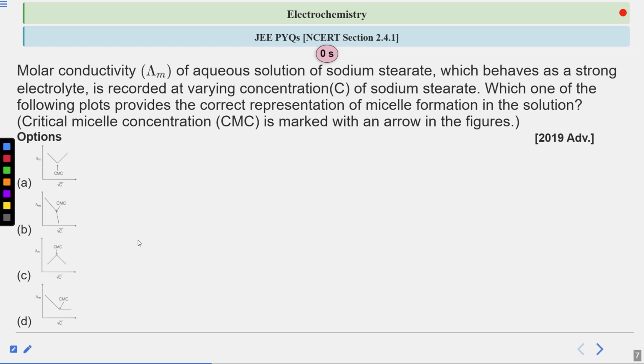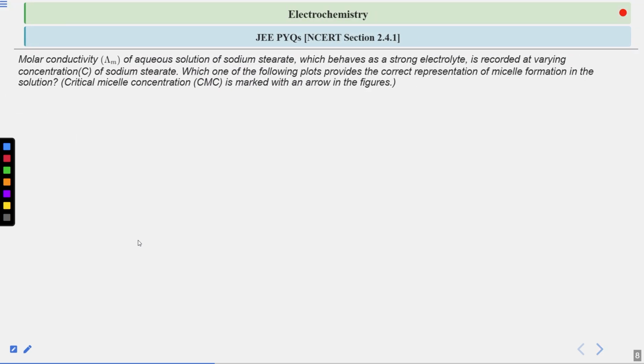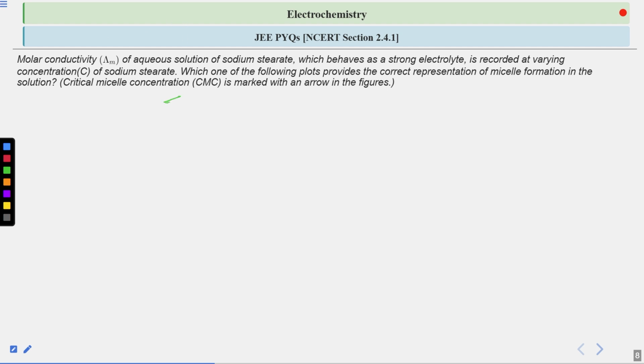Okay, let's see. For this given question, the correct answer is the option B graph. That is this one, where the two lines are joining together, and this joining point is depicted as the CMC. In this graph, the joining point is the CMC of lambda m on under root c.